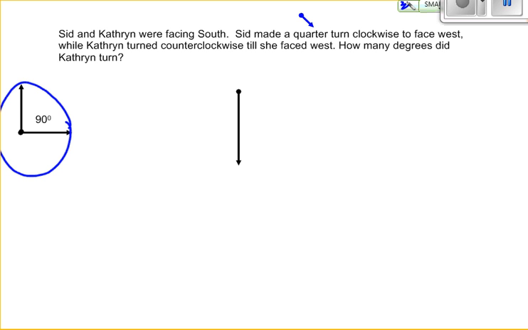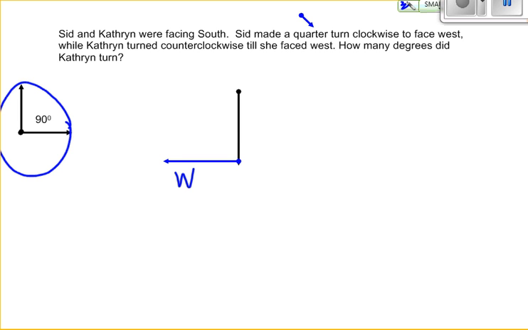Now we're going to go clockwise. He's going south, and he's going to turn clockwise. That really means he's going to his right, like that, to face west. That makes sense, because that agrees with our idea of west.